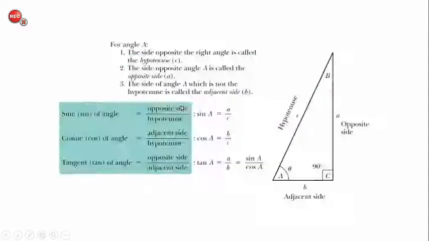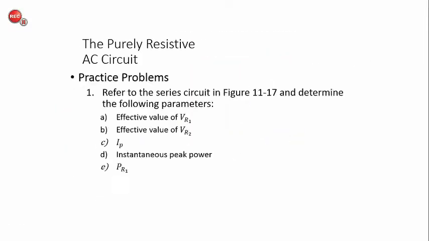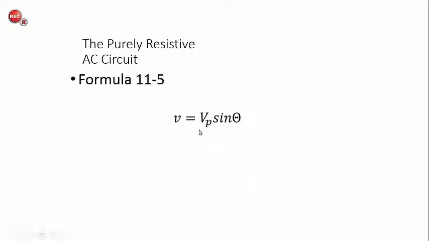And so that is what this formula is telling us, that the instantaneous voltage will be equal to the peak voltage, which again is the value of the vector, the magnitude of the vector. The peak voltage times the sine of the angle gives us the instantaneous voltage at that point in time.